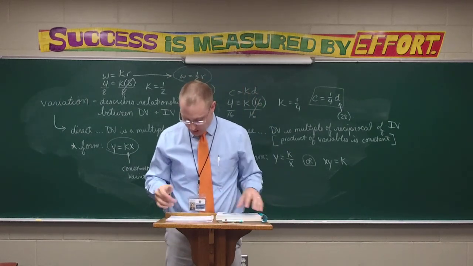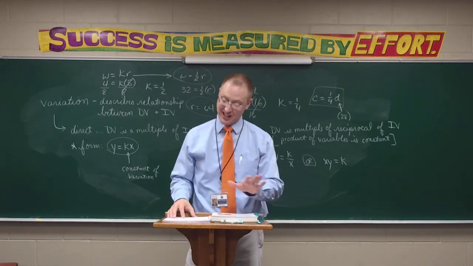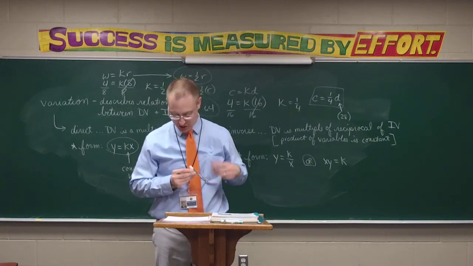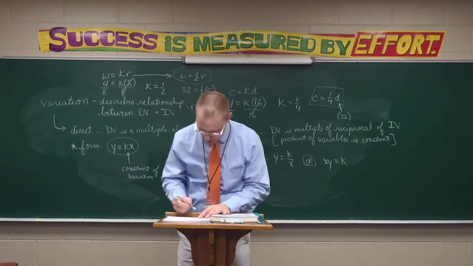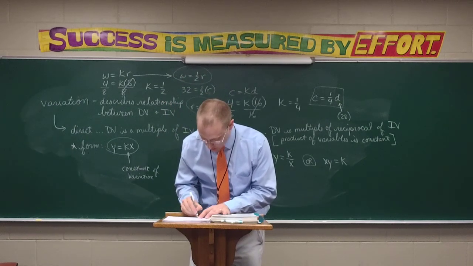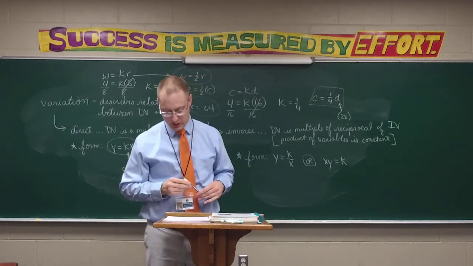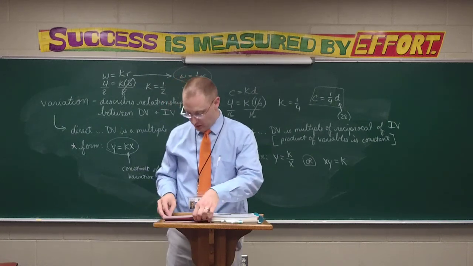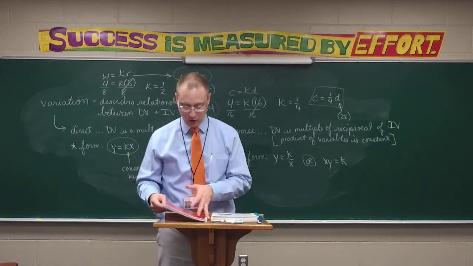For homework this evening, I'm going to give you a short review assignment that actually doesn't have too much to do with variation. Page 180 in the review section, do numbers 1 through 6. Page 180, the review, numbers 1 through 6. We'll take a look at that in our next lesson.